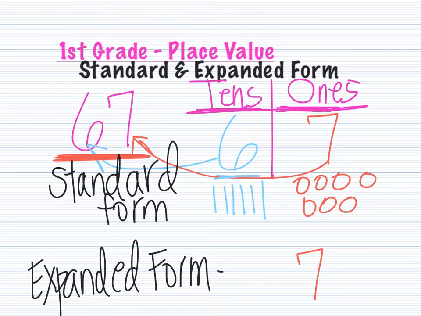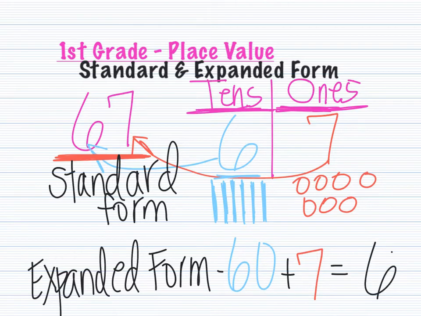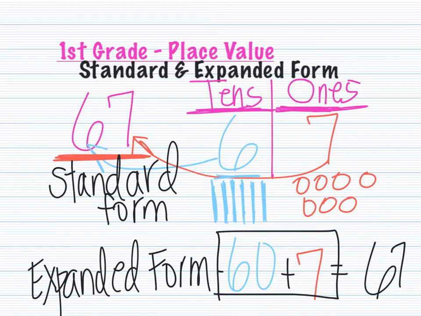Okay, good, good. Let's prove it. So we count by tens. You ready? 10, 20, 30, 40, 50, 60. So the 6 in the tens place is worth 60. So 60 plus 7, if I put them back together, would equal 67. So 60 plus 7 is my expanded form. Good job.